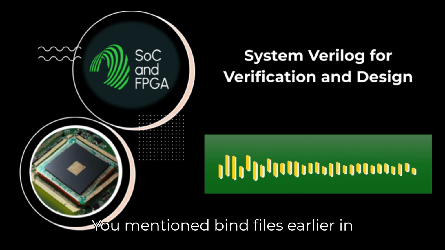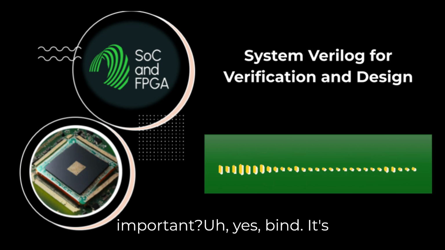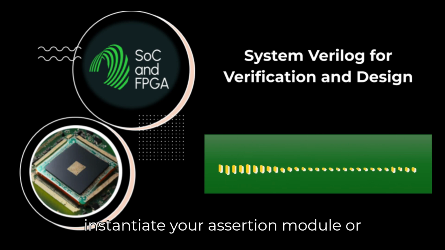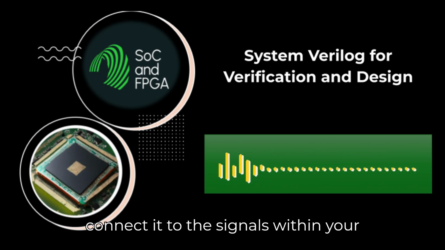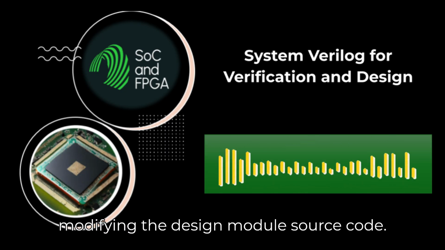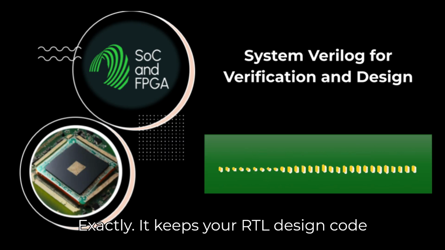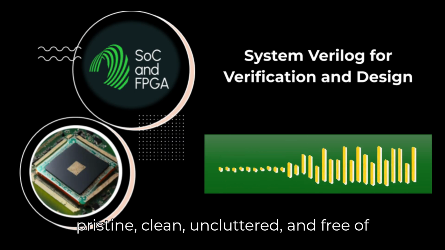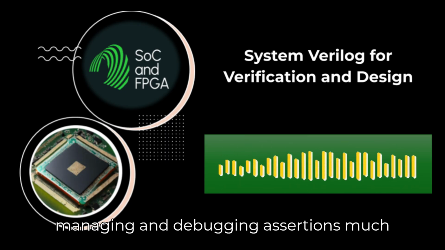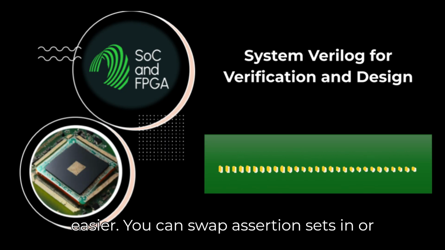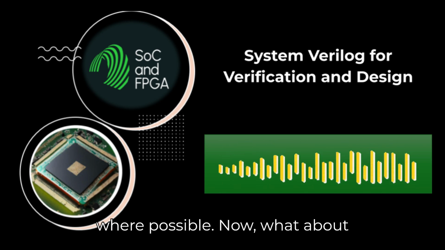Sounds powerful. You mentioned bind files earlier in relation to assertions. Why are they important? Yes, bind. It's a crucial practice. It lets you instantiate your assertion module or interface containing your assertions and connect it to the signals within your design module, but without actually modifying the design module source code. So the assertion code lives separately. Exactly. It keeps your RTL design code pristine, clean, uncluttered, and free of verification-specific code that might confuse synthesis tools. It also makes managing and debugging assertions much easier. You can swap assertion sets in or out using different bind files. Got it. Keep design and verification separate where possible.